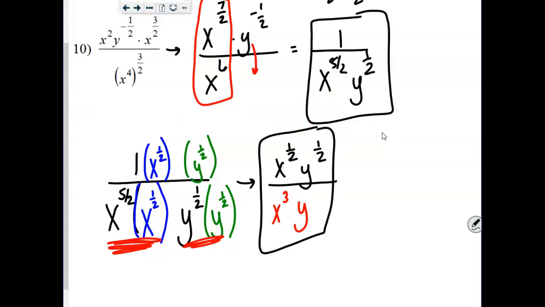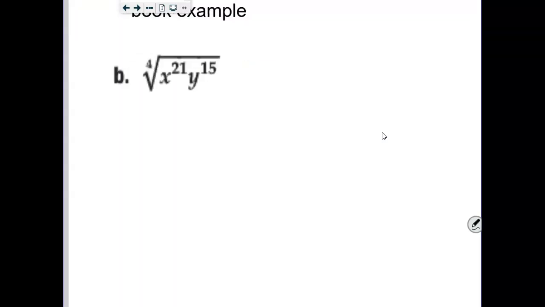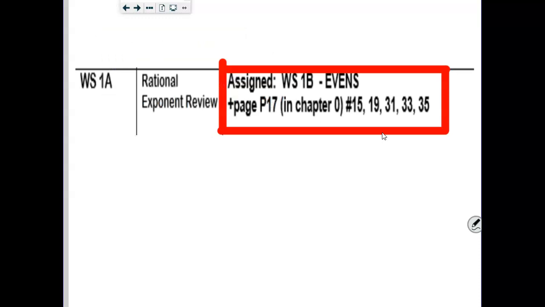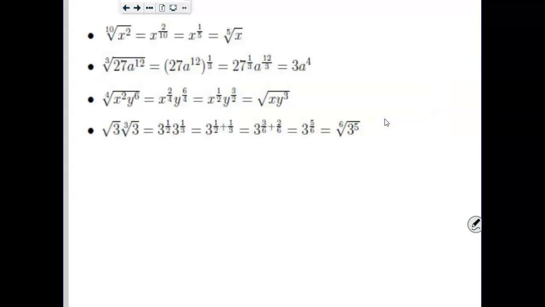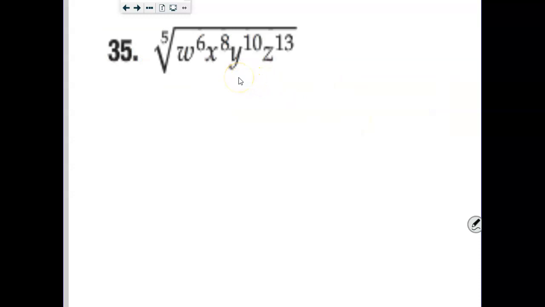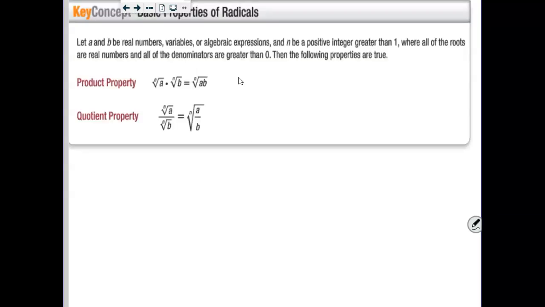Do your thing. Okay, so you guys are going to work on 1B. And you're just going to do the evens. In addition to that, I'm going to post a PDF of this in a minute, but you have capital P, page 17. It's in that weird chapter 0 thing. There's just a few questions, and it's on this simplifying radicals business like we used to do in Algebra 2. So give it a whirl. These are examples from your book, which I think you guys will figure out. If you do have questions, though, please do come in.